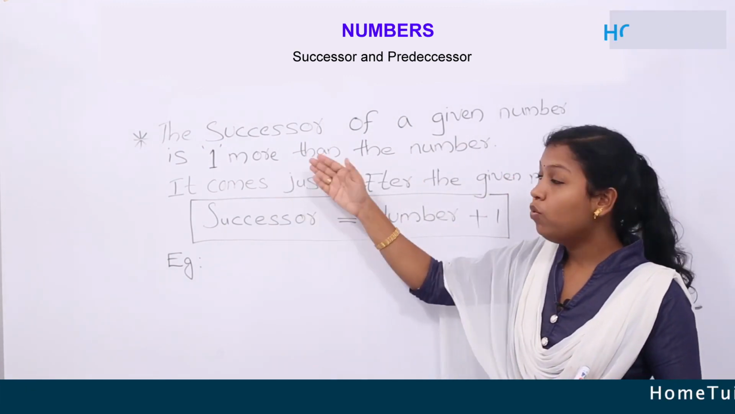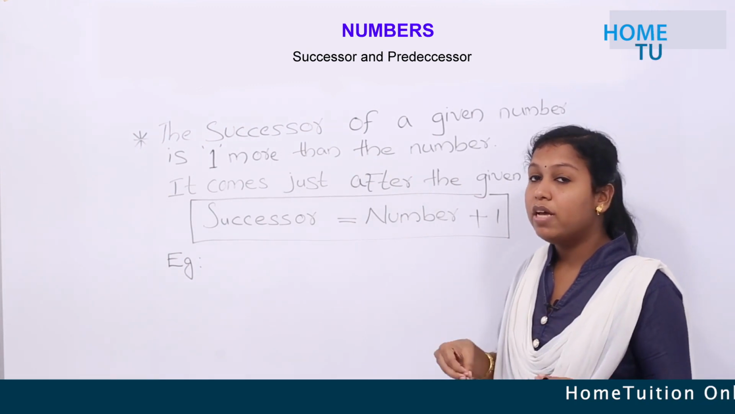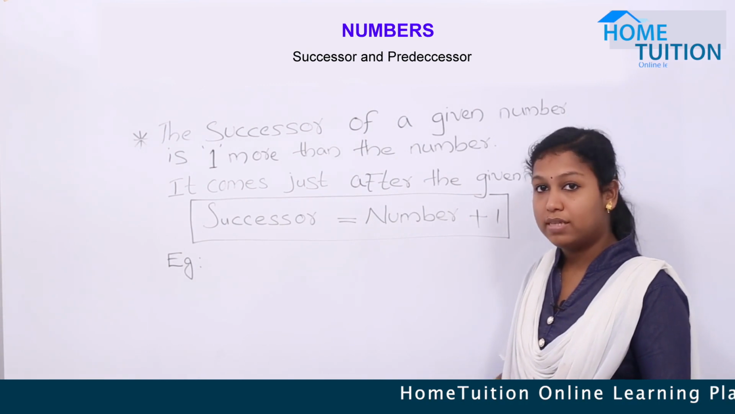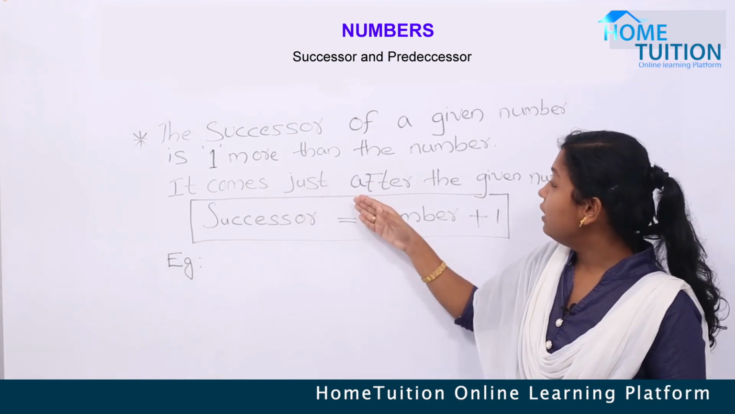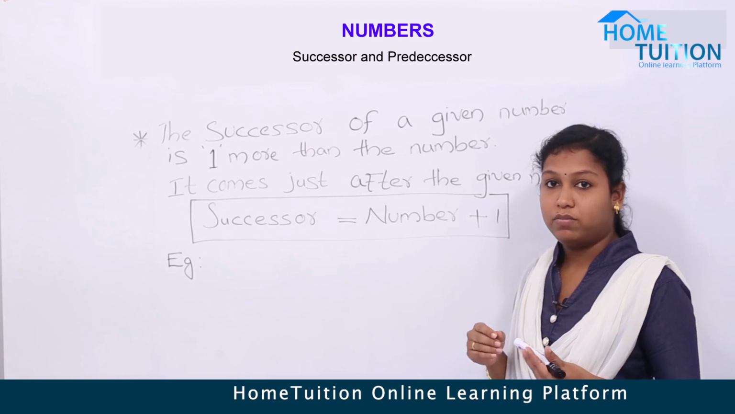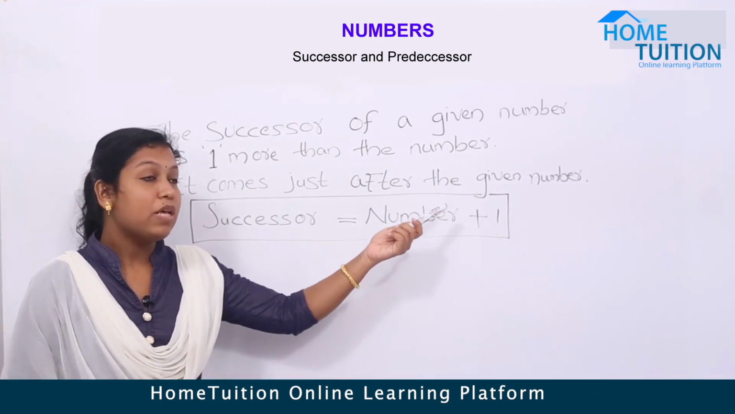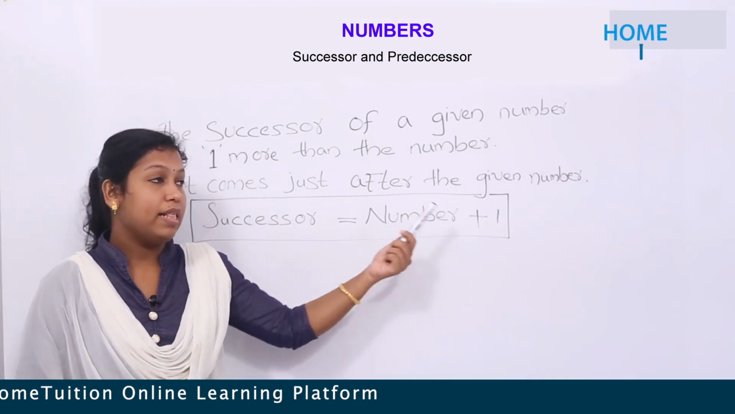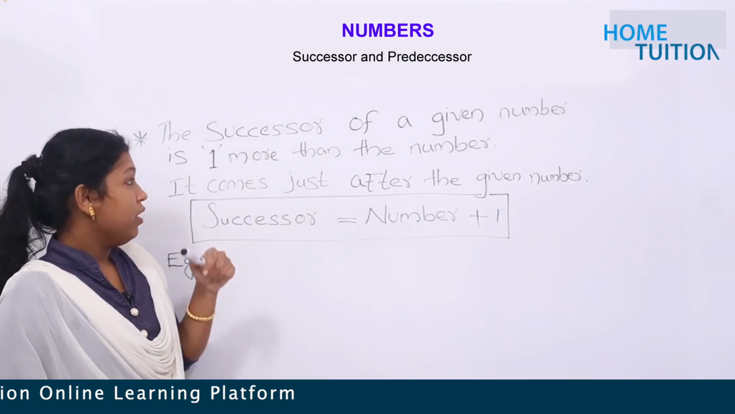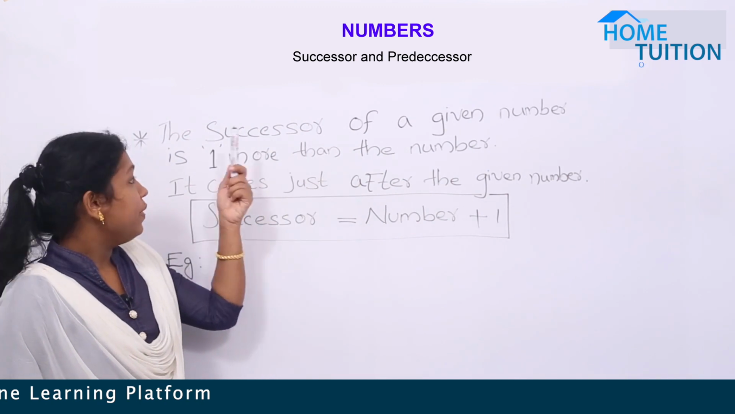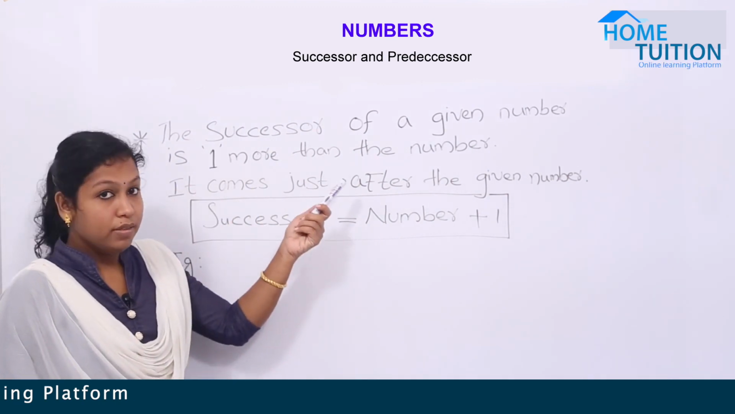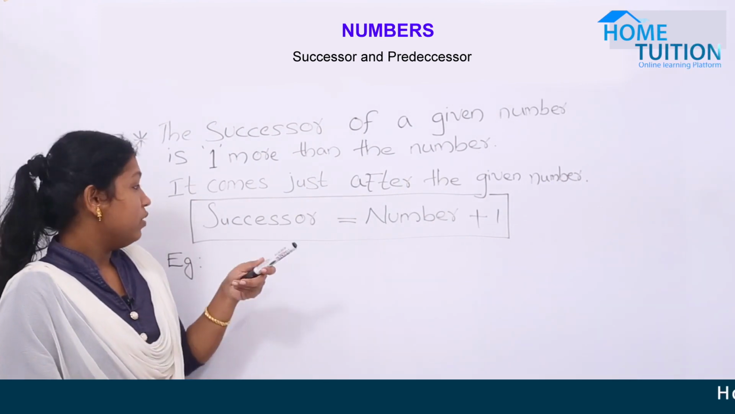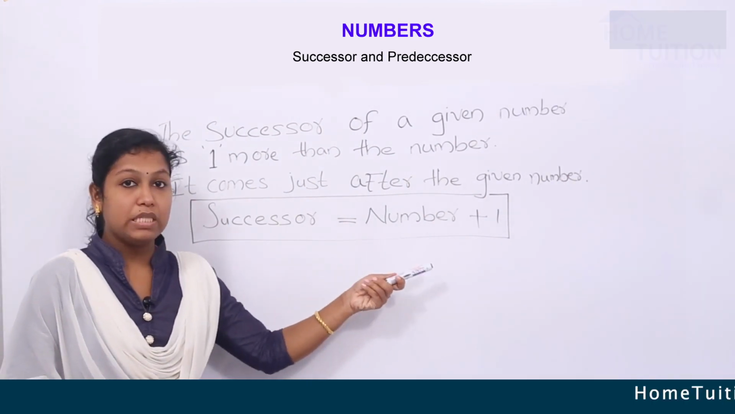Whichever number we are given, we add 1, and we get the successor. The next number is called the successor. It comes just after the given number. Successor equals number plus 1.